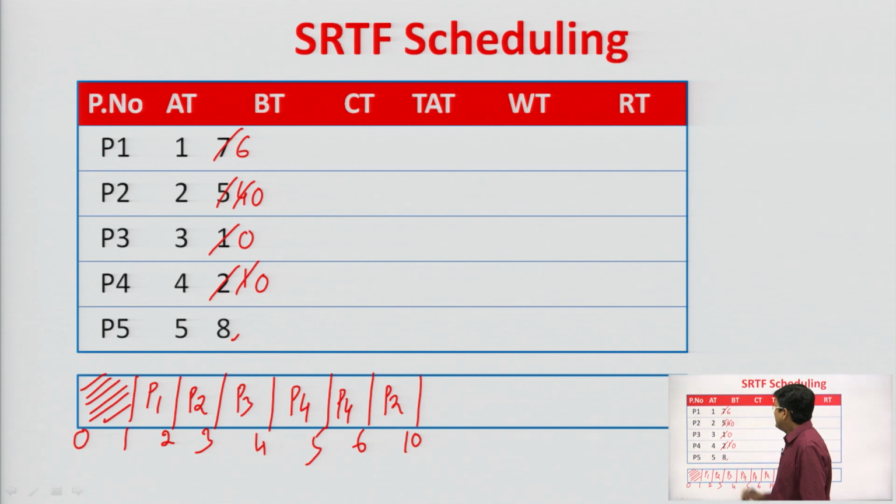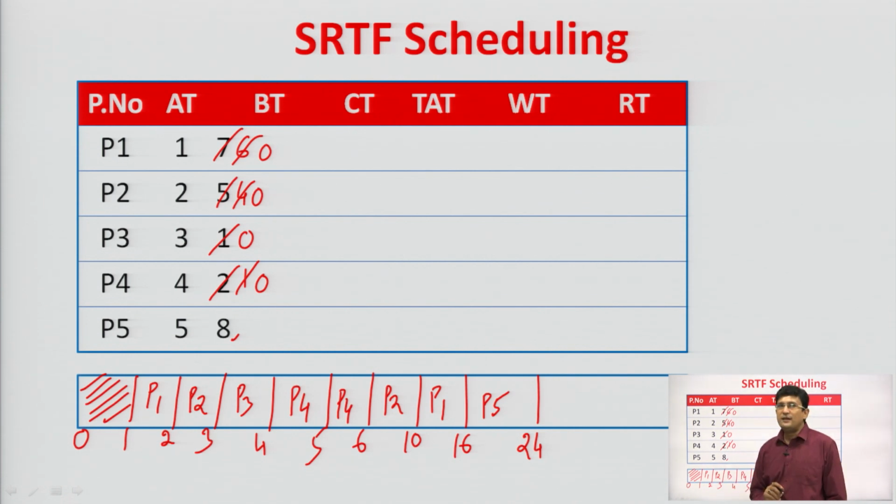ये complete हो जाएगा. Then we have 2 processes P1 and P5. Let's allocate the CPU to process P1. It runs up to completion, which means up to 16 time. And then we can pick the only left process, that is P5, and allocate the CPU to this, and it finishes at 24 time. So this is the Gantt chart for the given numerical, and we have to find out the completion time.